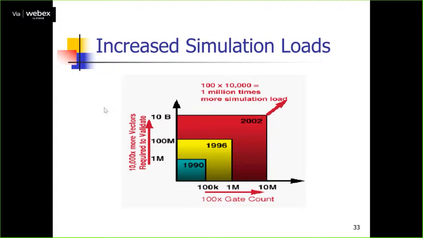So how will this load be maintainable at different simulation parameters? So we have a 100K gate count, so we need 1000x more vectors required to validate. As the number of gates increases, this is still a valid factor today, because the load on simulations will grow by the same factors, from 100 to 10,000 to 1 million times. So more simulation load can be expected.